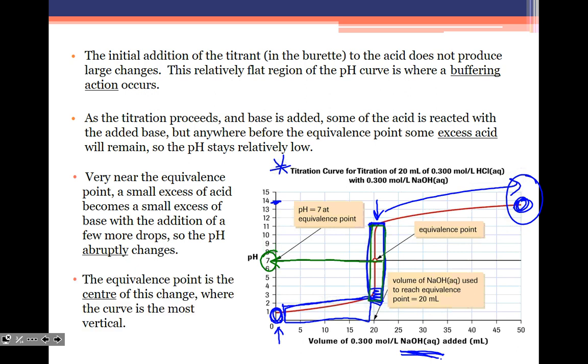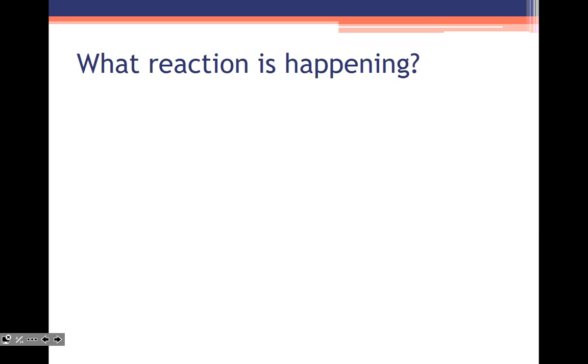The equivalence point is the center of this change, where the curve is the most vertical. So you do that for every kind of curve. You take a look at the middle and you bring it over and you see what the pH at the equivalence point is, okay? And then you can also say, hey guys, it took 20 milliliters of the base to reach the equivalence point or the end point.